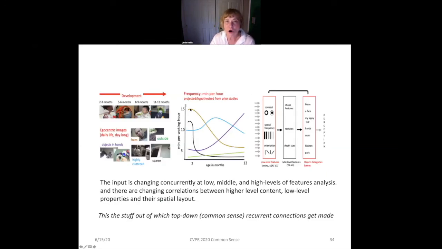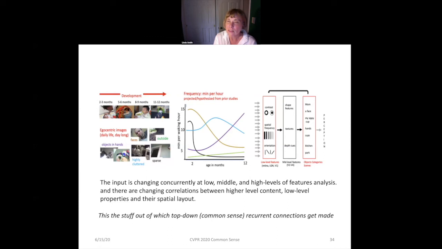So what this means is that there is changing content with age. That's what this figure shows, some of what we know. Faces are declining with age, hands are going up with age. But that changing content is also correlated with properties of low-level features, with contrast, with spatial frequency, with the number of line orientations. Why is this important? Okay.